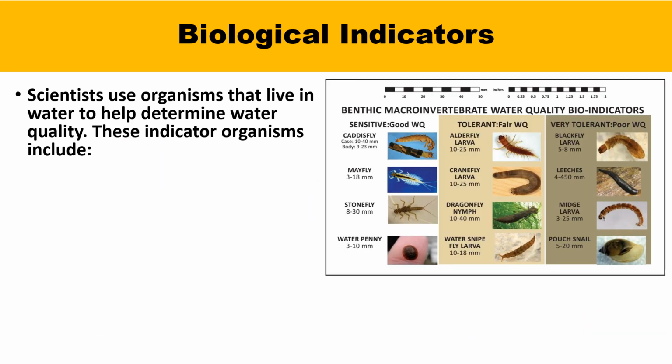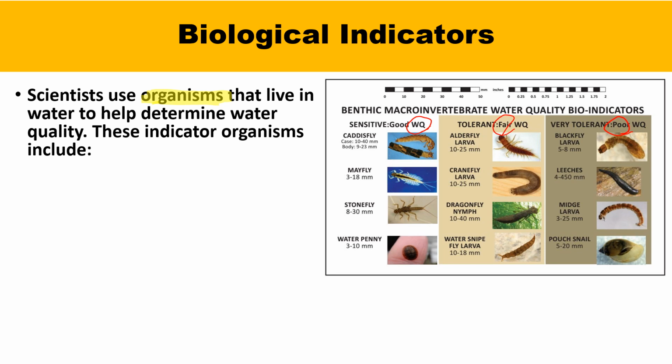So let's look into this. Biological indicators are living matters. So scientists use living organisms in water to determine the water quality. And I want you to look at the scale, 0 all the way to, oh no, sorry, it's not written in here, but it's a number scale. However, you can still read from good water quality, fair water quality, poor water quality.